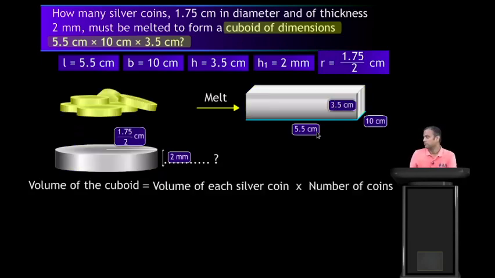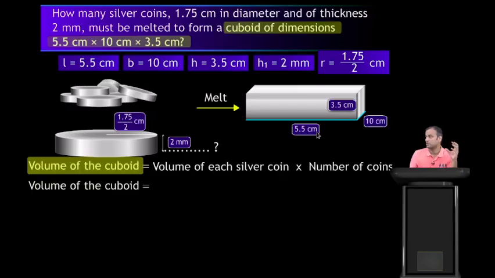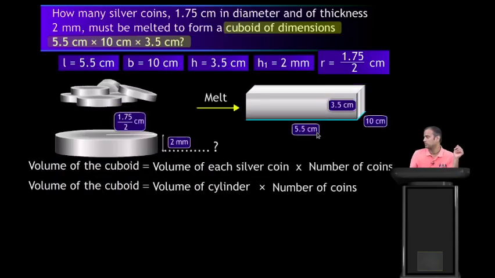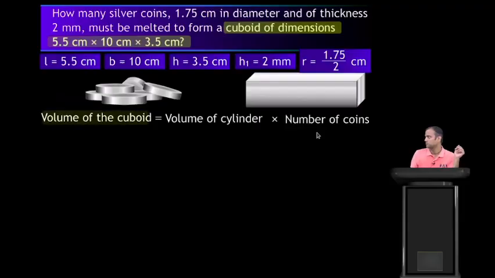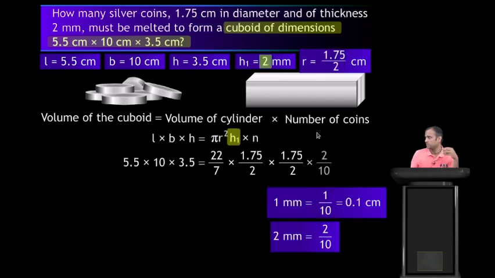Now volume of cuboid equals volume of each silver coin into number of coins, because we have to find the number of coins. So volume of cylinder into number of coins. Now put all the values. L 5.5, B 10, H 3.5, value of pi 22 upon 7, then R square, and we can take 2 mm into centimeter. To change into centimeter, we will divide by 10.